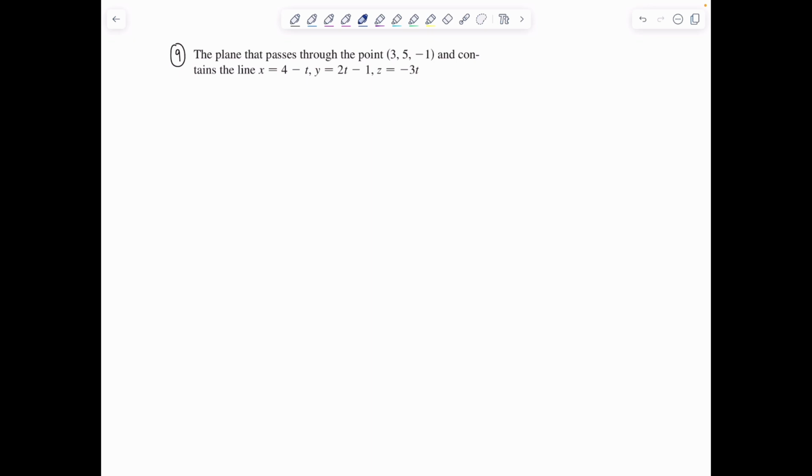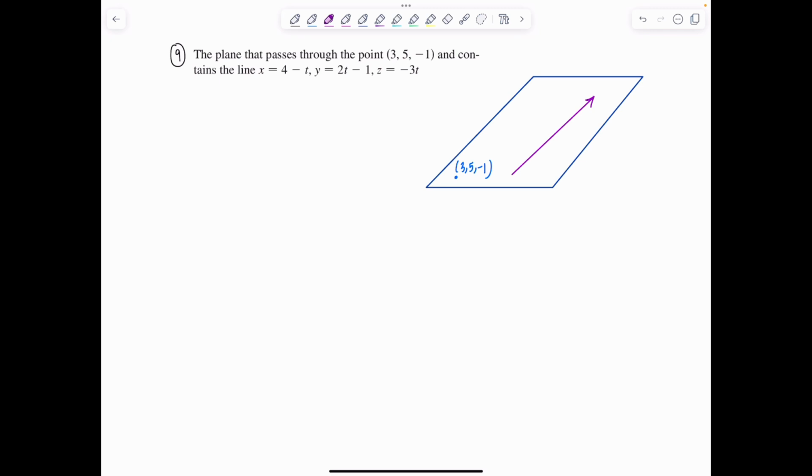Okay, so I'm going to draw a little picture for you, and I recommend you do the same. You don't have to, but it just helps me kind of imagine what I'm given and what I need. So the plane passes through the point 3, 5, negative 1, and then it contains this line here. Okay, somewhere in the plane, I don't know. There's the line. So just always think back to what do I need to write the equation of a plane, and what have I been given?